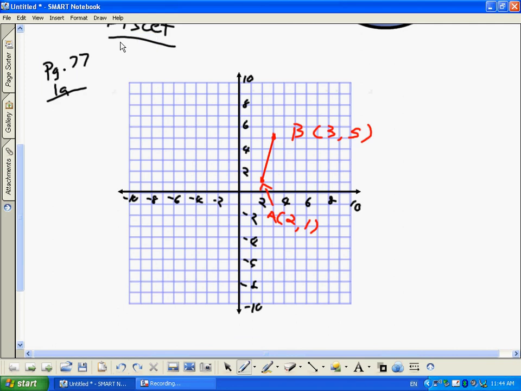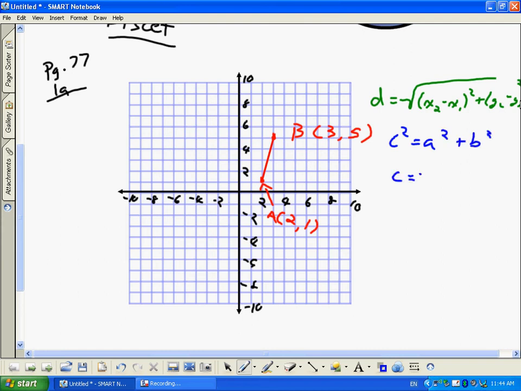Okay, so now we need to find the distance of this line segment. Remember we had our 2 formulas. One was our distance formula, which is d is equal to the root of x2 minus x1 squared plus y2 minus y1 squared. Okay, that was our distance formula. If you guys remember, it was really similar to our Pythagorean theorem formula when we just rearrange it to equal c. C is equal to the root of a squared plus b squared.